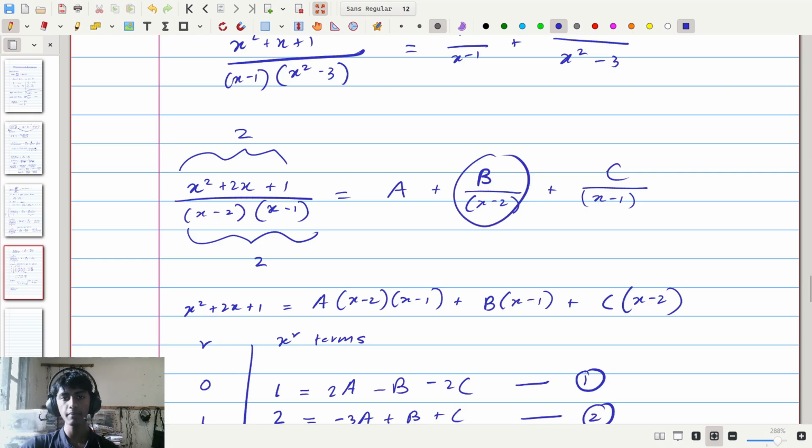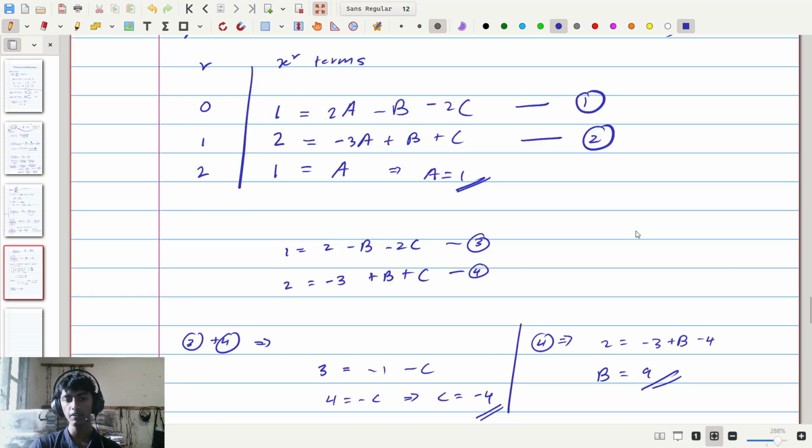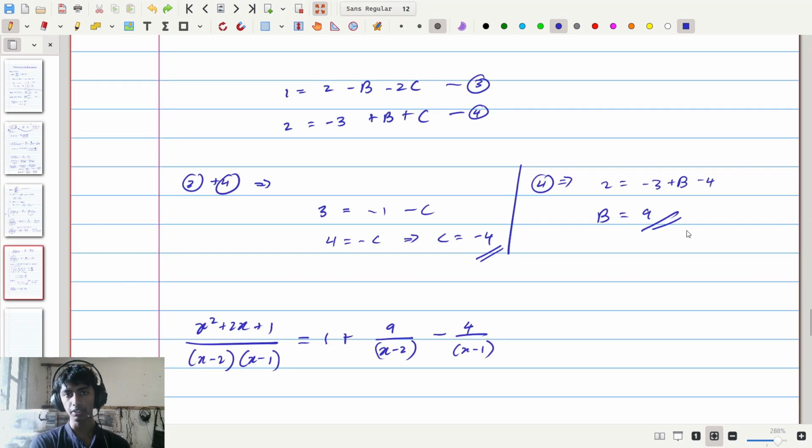Over here we have b divided by x minus 2, and b we found to be 9. So we have plus 9 divided by x minus 2, and extra we have another c divided by x minus 1. C was found to be negative 4, so actually this is not a plus, this is a minus now. This is minus 4 divided by x minus 1. So that means that what we have on the left, when broken down into partial fractions, gives us 1 plus 9 divided by x minus 2 minus 4 divided by x minus 1. So therefore, this is the partial fraction expansion or decomposition of the rational function that we have on the left hand side. This is how we do partial fraction breakdowns.